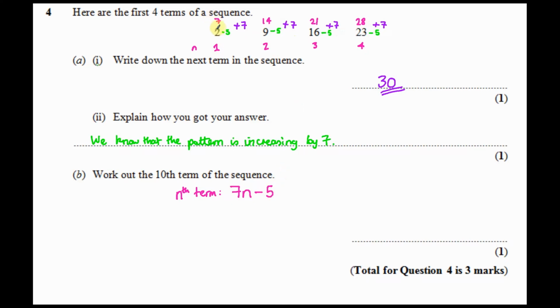Another way to think about this is, what would term 0 be? If I was looking for the term before this one, if you start at 2 and you take 7 away, you end up at minus 5. So it will be 7n minus 5. If that's any term, to work out the 10th term, you substitute 10 for n. So it'll be 7 times 10 take away 5, which is 70 take away 5, which gives us 65. And that will be the 10th term in the sequence.